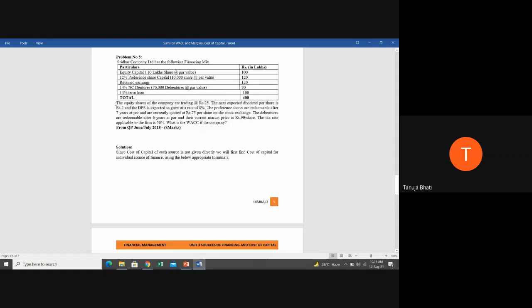Next, can anyone tell me, to calculate the cost of equity shares, which method are we going to follow? We have the dividend, we have the market price of the shares, we have the growth rate. We have seen 5 models or methods to calculate the cost of equity capital. Even if you don't know the exact name, can anyone tell me which method are we going to use? Dividend yield plus growth. Very good. Now, equity capital, we know how to calculate its cost.